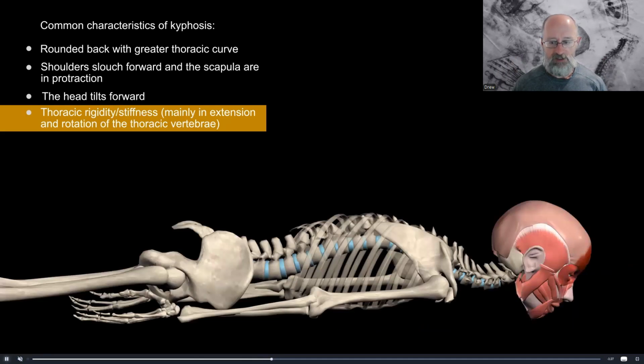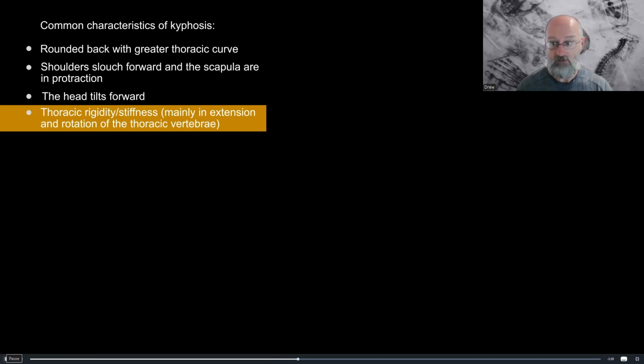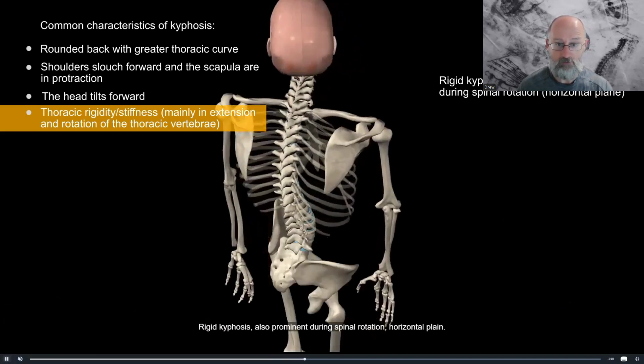So this is a really good animation here. You can see it when you're lying on your belly. When the deformation stems from a structural source, it is more prominent when lying down. So when it's structural, that means the bony source, whereas functional means muscle imbalance. So like if you have that Scheuermann's disease, for example, you lie on your belly, and you can just see that it's really going to be prominent in this position here. Okay, that's just something to be aware of there. The only real way to identify that is to get imaging and x-rays done.